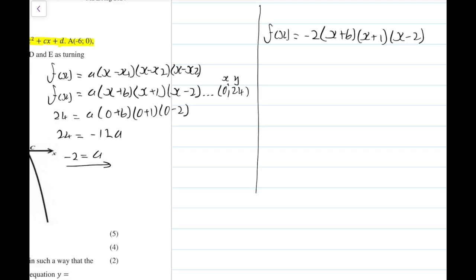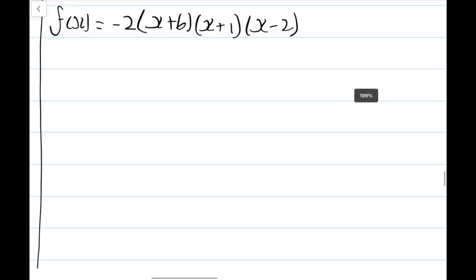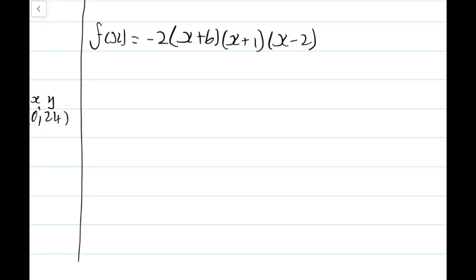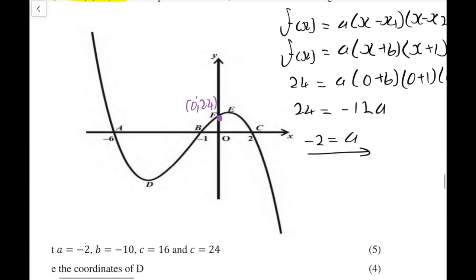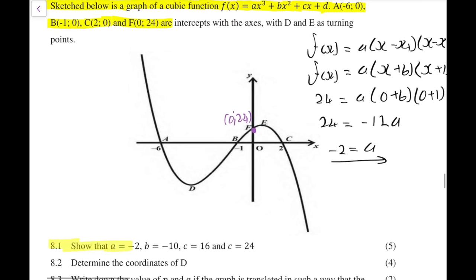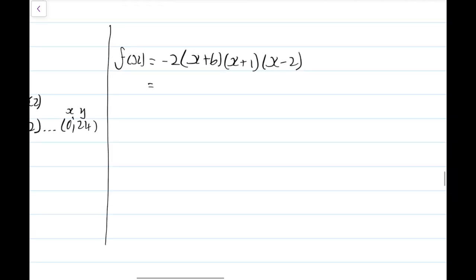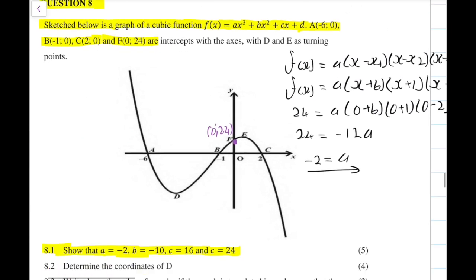Okay, so let's do this quickly. We've got to distribute this out. I wonder if they actually give us the form. Yeah, there we go. So they already told us that a is going to be minus 2, b is going to be minus 10, and c is going to be 16. So we're just distributing this out and then distributing the minus 2 thereafter. It's quite clear that we are on the right track because our a value is the minus 2 that they told us.